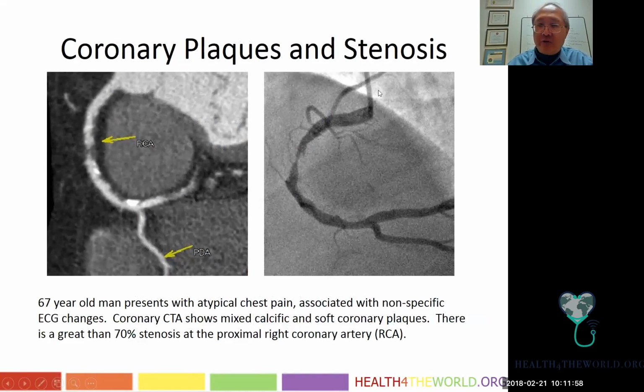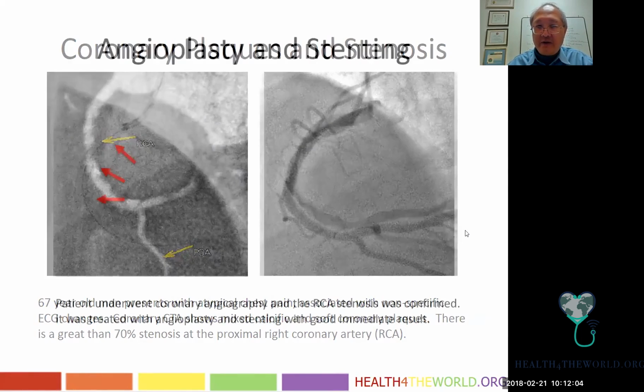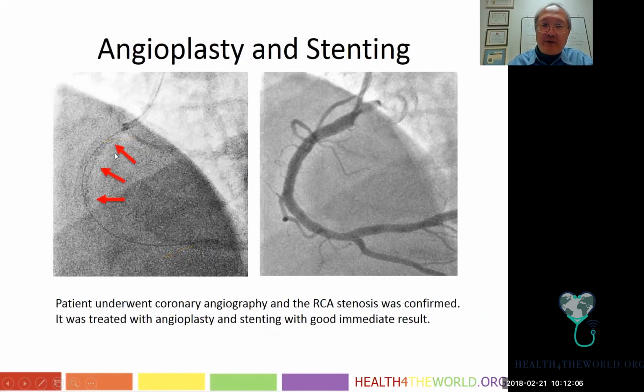On the cath angiogram with injection in the right coronary artery, it indeed revealed a 70% stenotic lesion right here. With the patient on the table, the interventional cardiologist deployed a stent right here, outlined by the red arrow, and then the post-stent angiogram shows pretty much a restoration of the patent lumen in the right coronary artery.